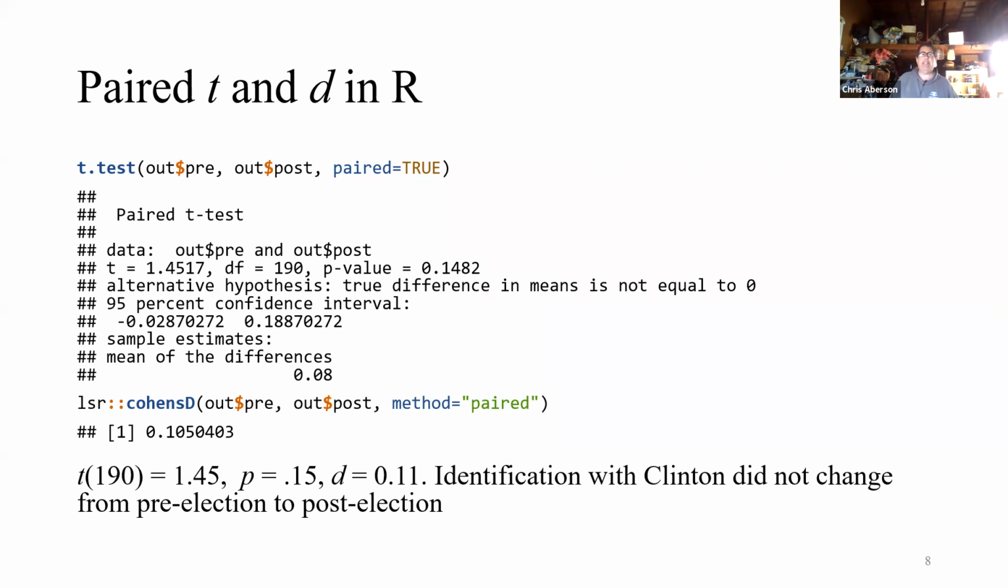We use the t-test command, but notice here this differs a little bit from the t-test command we used before. First, for the paired, it's a comma because we're not necessarily predicting one from another. And then we say paired equals true. And then if it says paired t-test, we know that we've done something right. You can see from the confidence interval and the probability that the identification didn't change pre to post election. So again, looks a lot like before. Oh, and also for the lsr, the Cohen's d command, you again see that comma rather than the tilde, and here you need to say method equals paired.